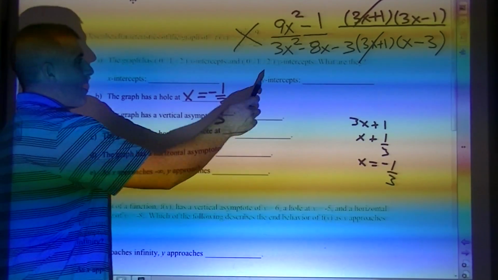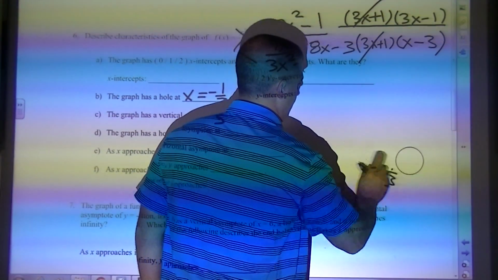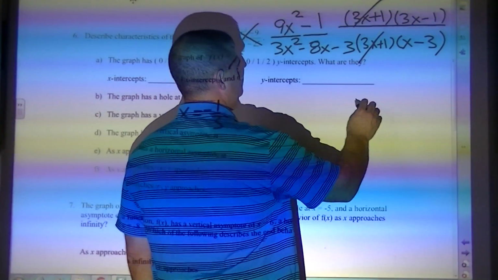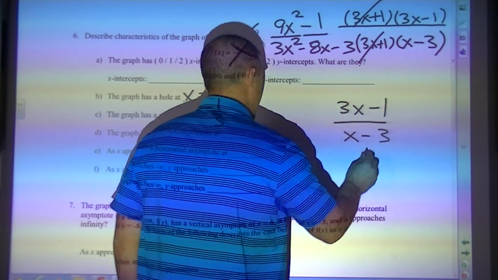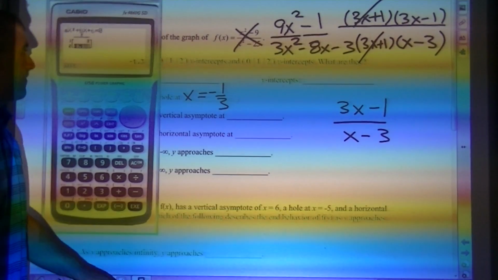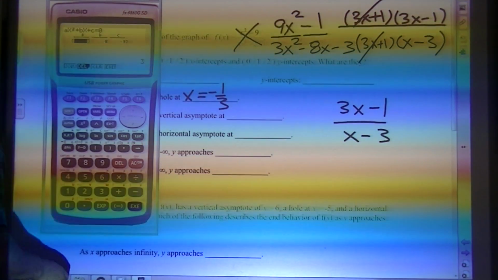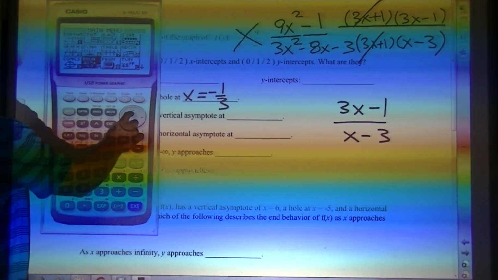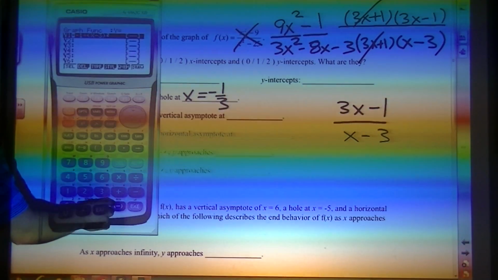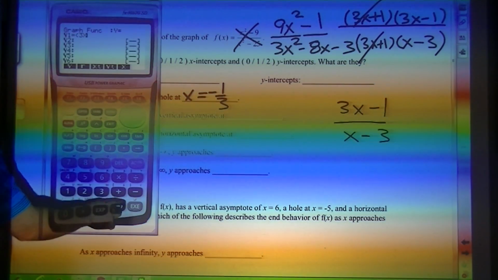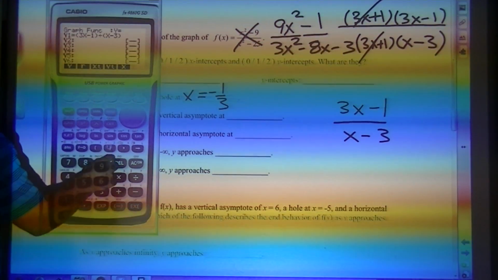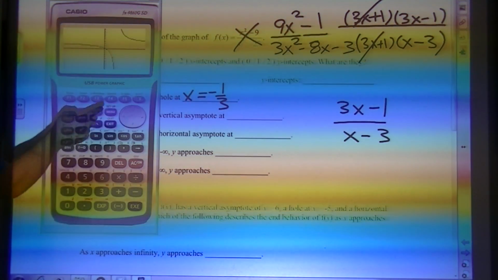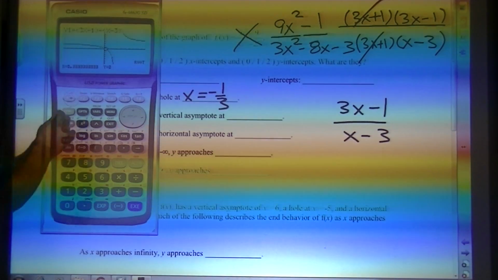Now what I have left over is 3x minus 1 over x minus 3. So I'm going to graph that in the calculator to get some of my stuff here. I'm going to put parentheses around the top part and parentheses around the bottom part. I graph. Then G solve, root.